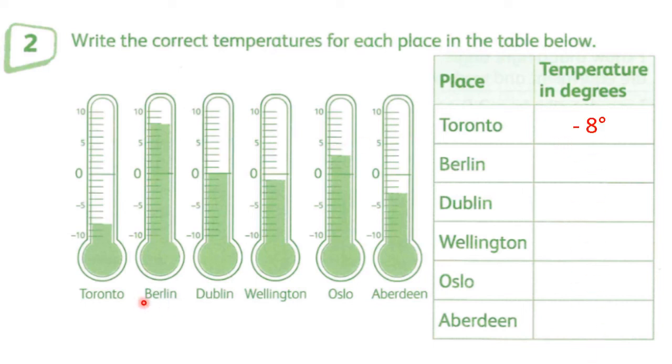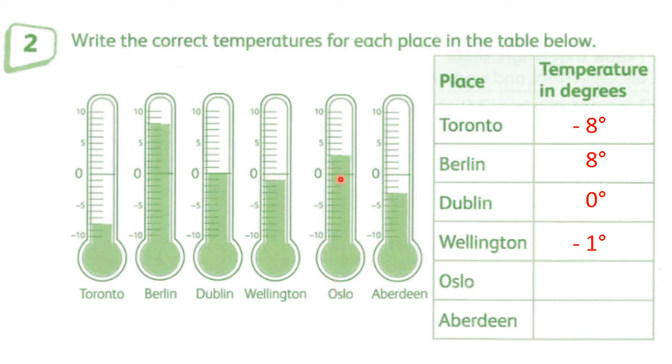Berlin is above 0, so positive temperatures. Here we have 5, 6, 7, 8. You can see it's 2 degrees less than 10, so 8 degrees. Dublin is on the 0, so it's 0 degrees. Wellington is 1 degree under 0, so minus 1 degree.